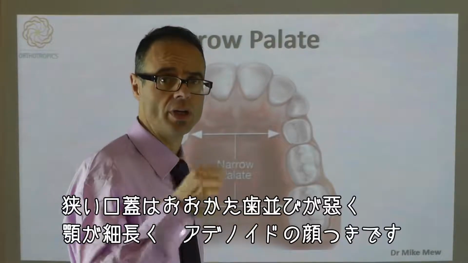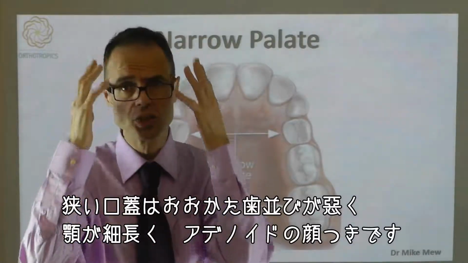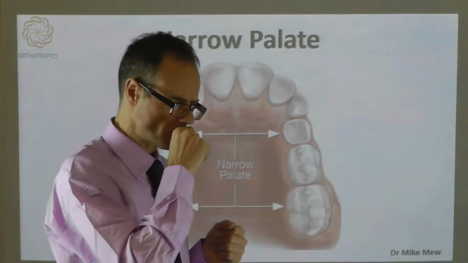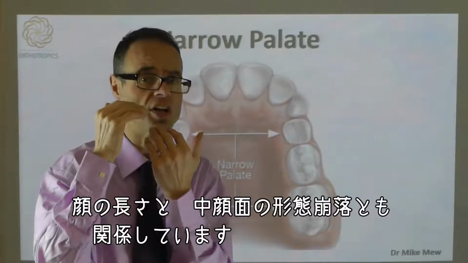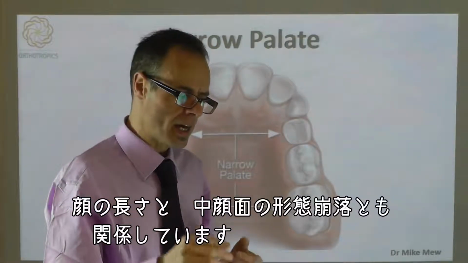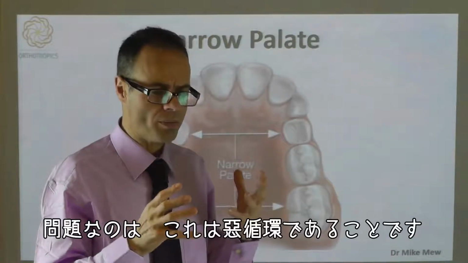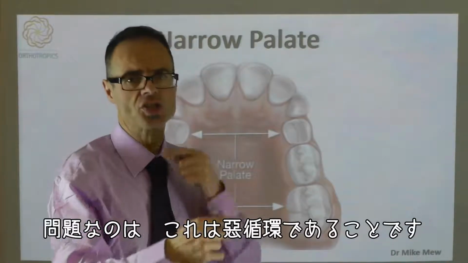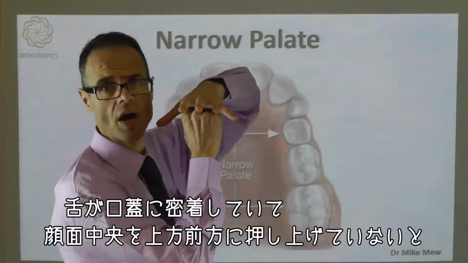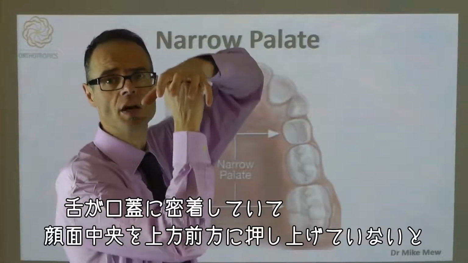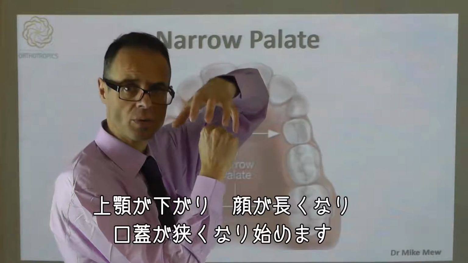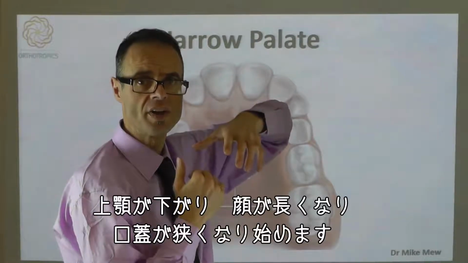Now, narrow palates frequently go with crooked teeth and the adenoidal type face, the long, thin face that's growing downwards. And it's associated with facial lengthening and craniofacial dystrophy. And the problem is that this is a vicious cycle. If the tongue's not up in the roof of your mouth, up on the palate, holding the midface up and forwards, then the maxilla will drop down, lengthening the face.